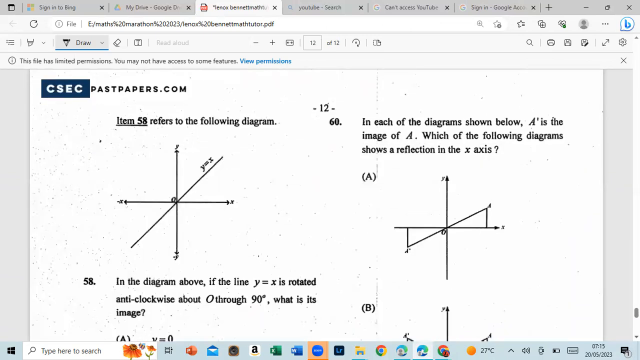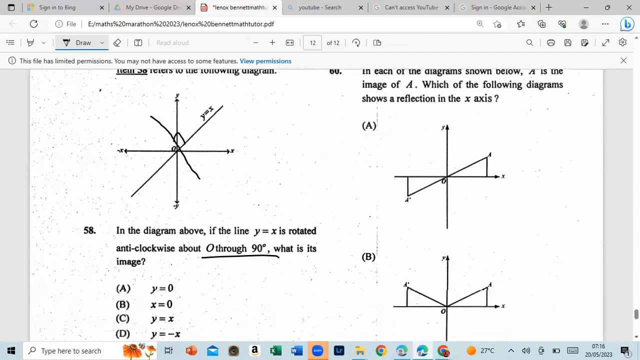Item 58 refer to the following diagram. In the diagram above, if the line y equal x is rotated anti-clockwise, what is the image? So 90 degrees anti-clockwise, yeah, we'll get this right. So this will be the new image, 90 degrees. Alright, let's go. So y equal negative x.